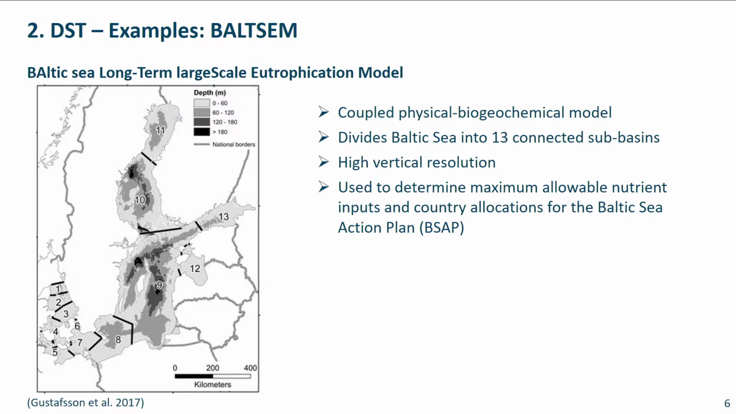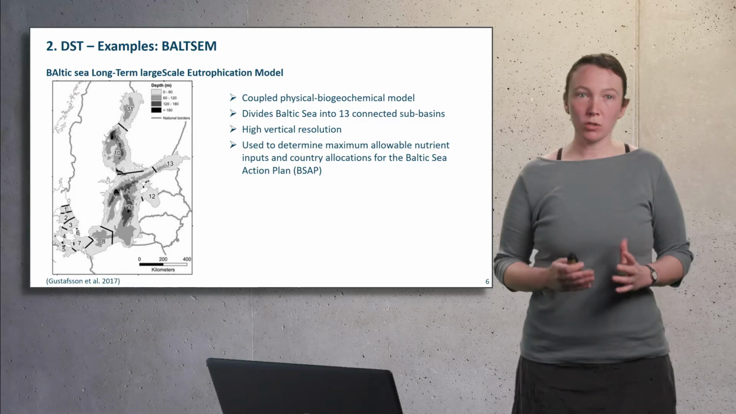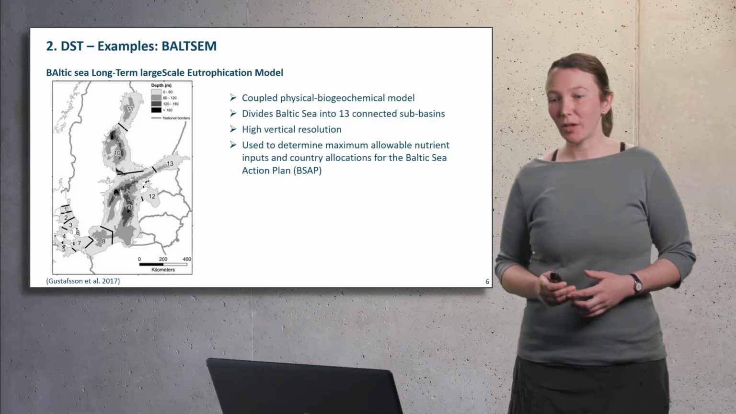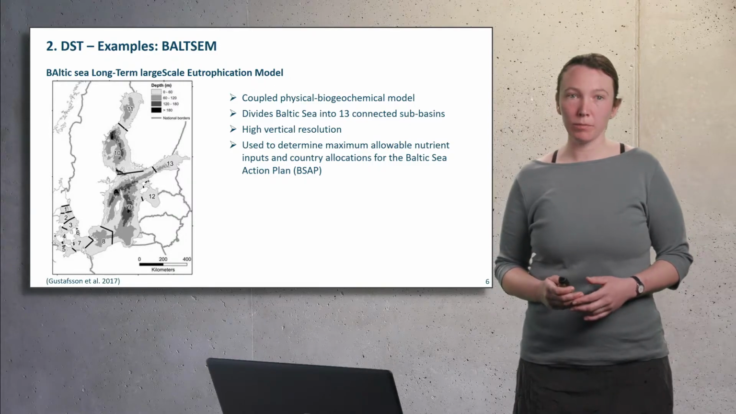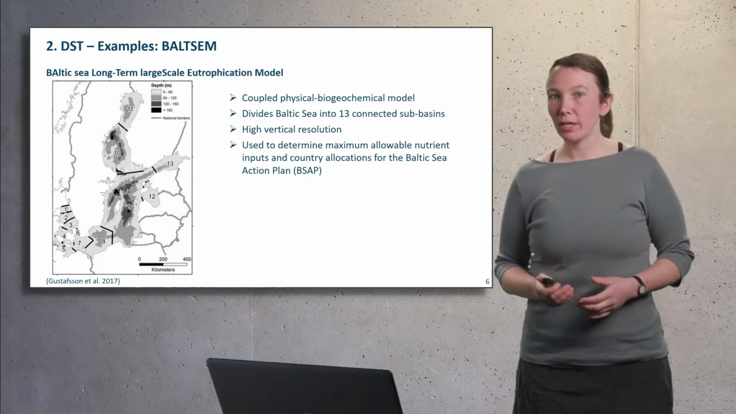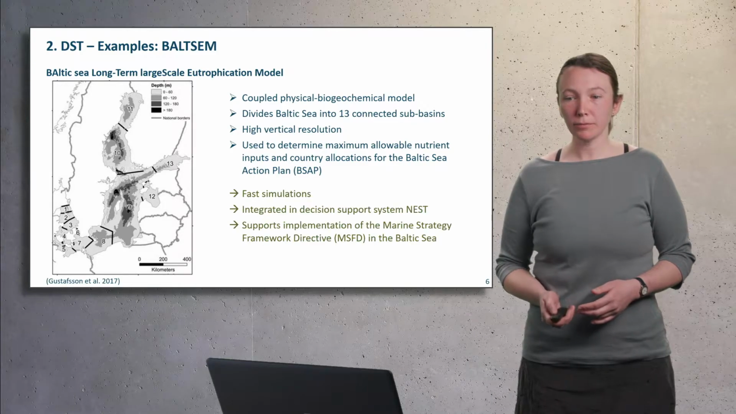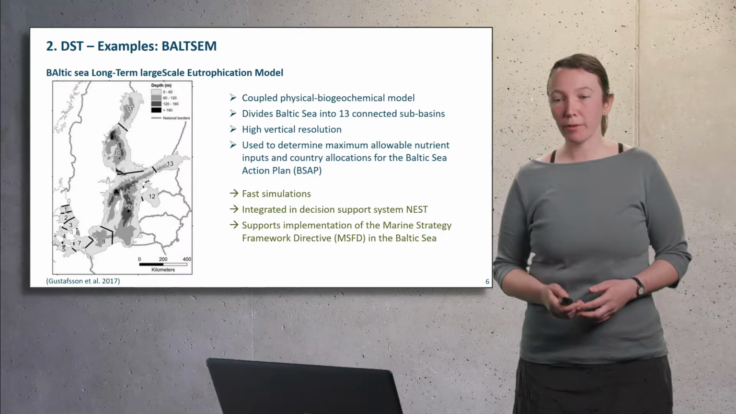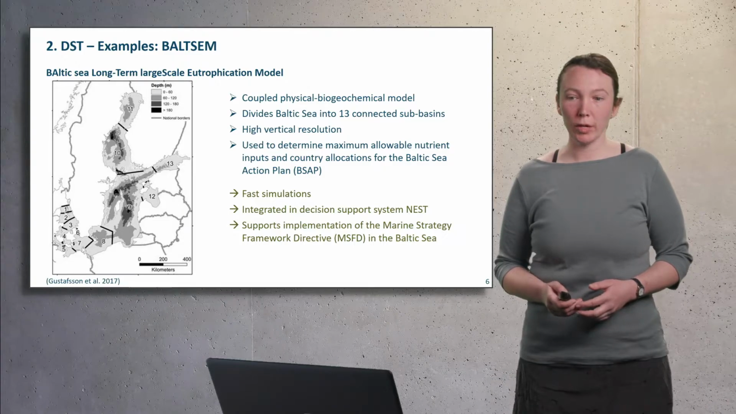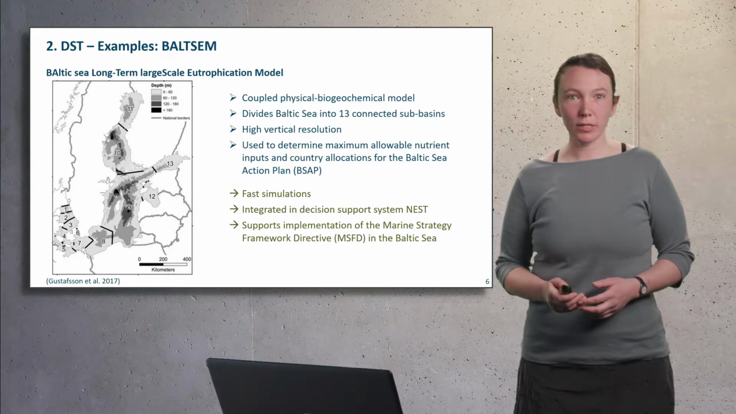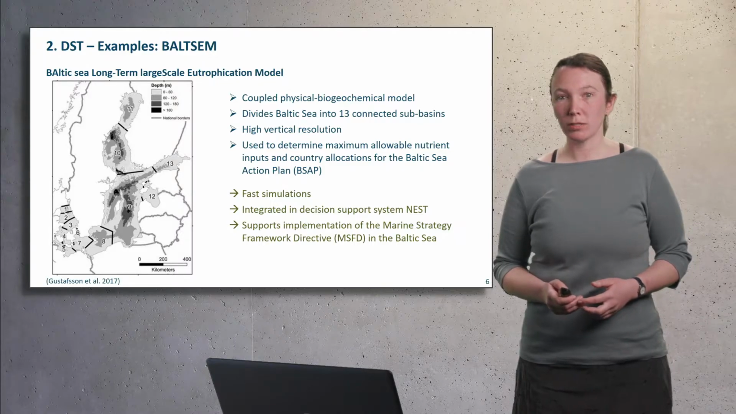The tool has a high vertical resolution, and it is used to determine the maximum allowable nutrient inputs and country allocations for the Baltic Sea Action Plan. So how much nutrients each country can emit so that the eutrophication targets are still fulfilled. Benefits of this tool are that it allows fast simulations, and it is integrated into the decision support system NEST.